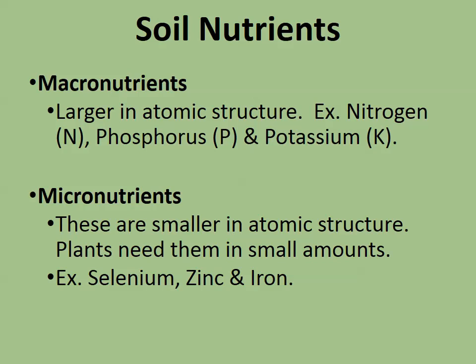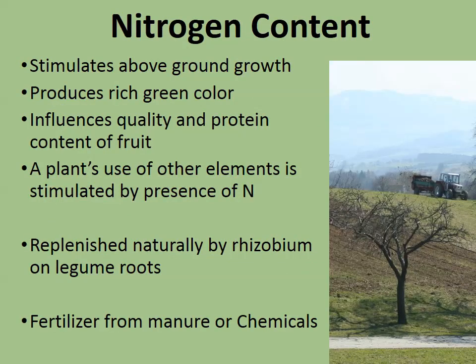Soil nutrients: macronutrients are larger in atomic structure. Your nitrogen, phosphorus, potassium. Those are our three main soil nutrients that we use to fertilize. Your micronutrients are smaller: selenium, zinc, iron, sulfur. Plants still need these, but in much smaller amounts.